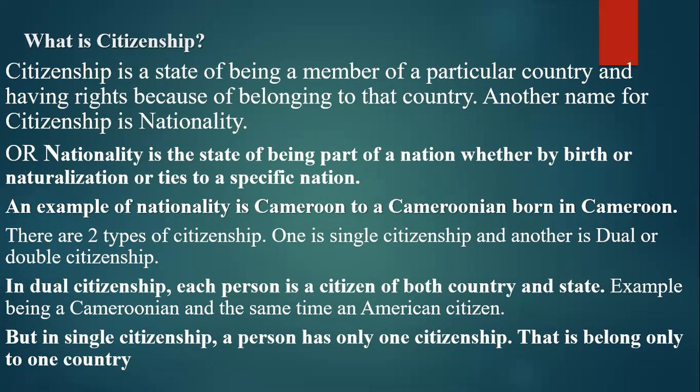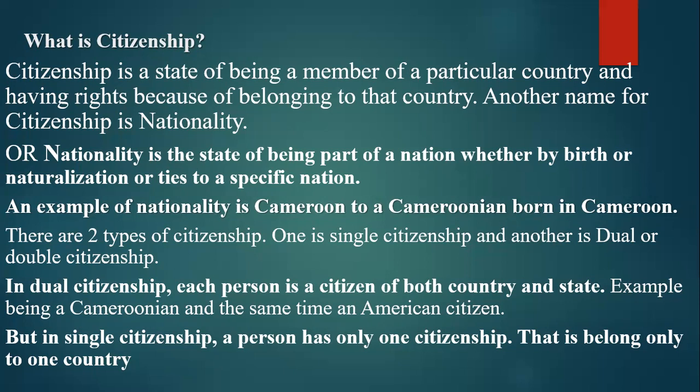Now we have citizenship. Citizenship is the state of being a member of a particular country and having rights because of belonging to that country. Another name for citizenship is nationality. Another definition is that it is the state of being part of a nation, whether by birth, naturalization, or ties to a specific nation. An example of nationality is Cameroon to a Cameroonian born in Cameroon. A Cameroonian is a citizen who is born in Cameroon. That is what we call citizenship or nationality.